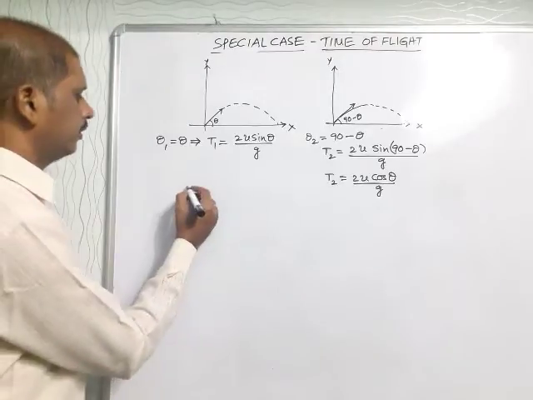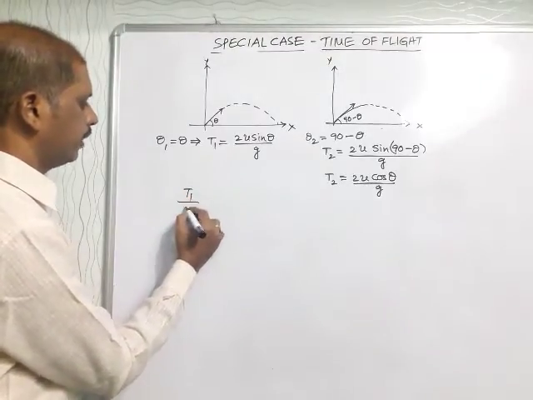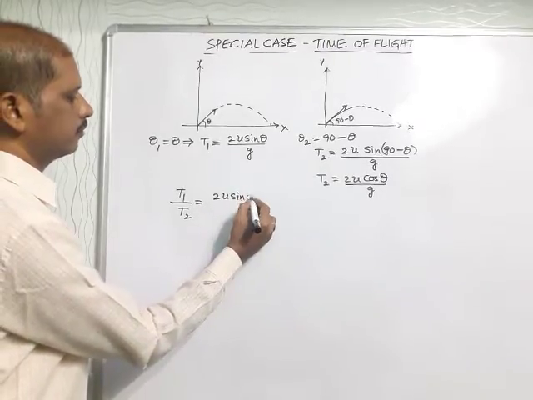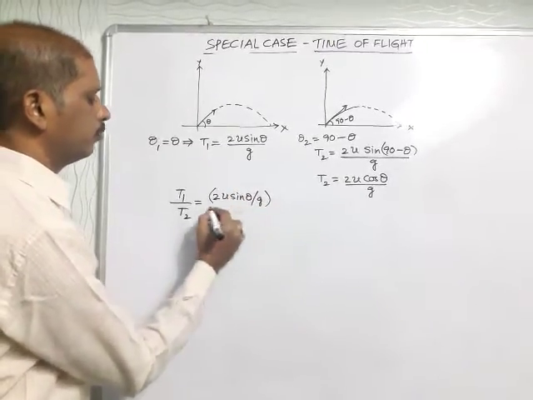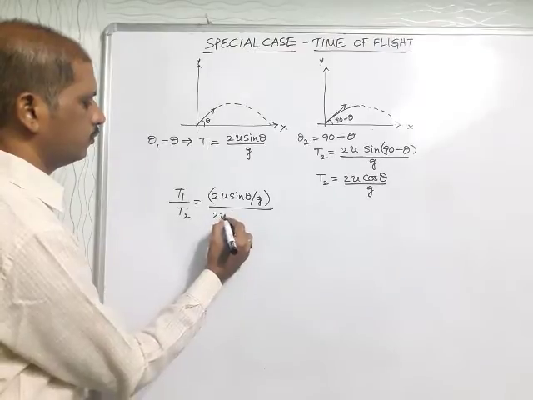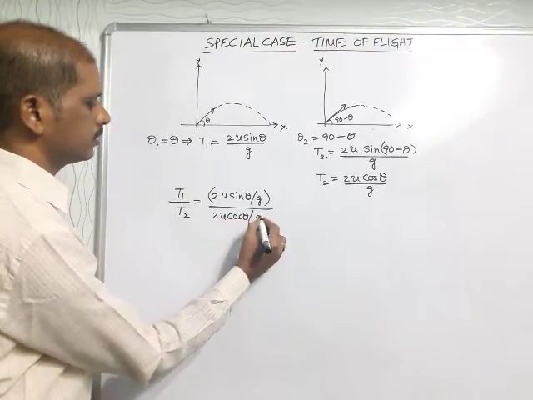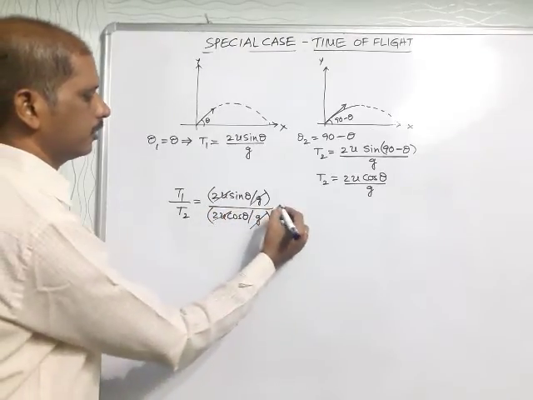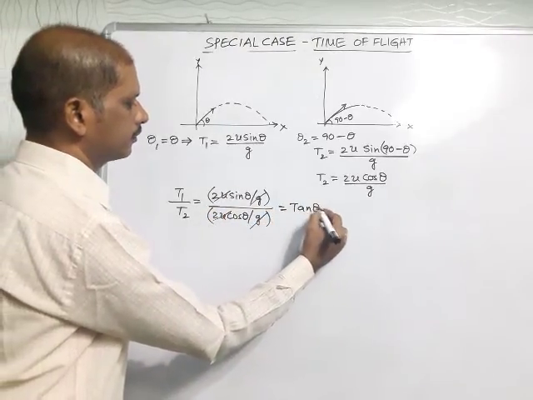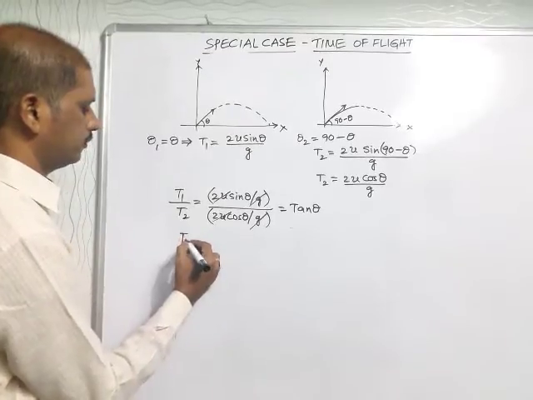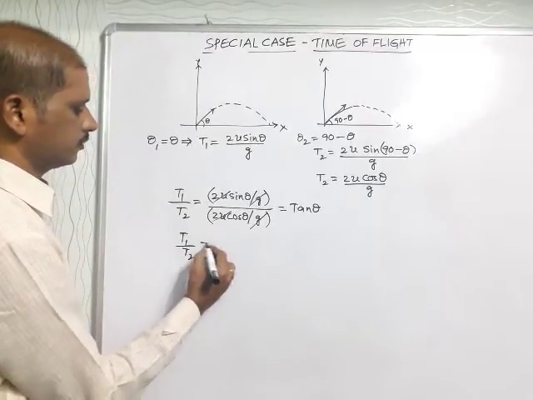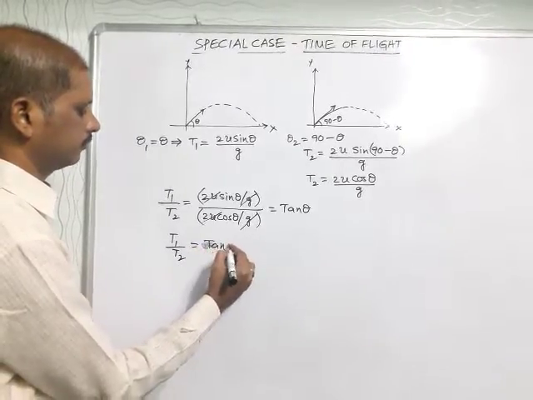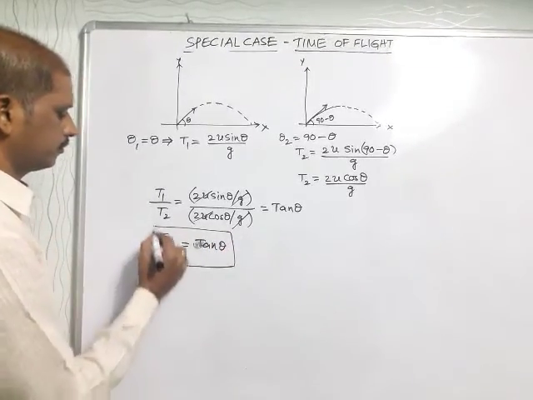Now if you take t1 by t2, t1 is 2u sin theta by g, by t2 is 2u cos theta by g. Then g cancelled, 2u cancelled, sin theta by cos theta, tan theta. So t1 by t2 is equal to tan theta is the formula. So this is one relation.